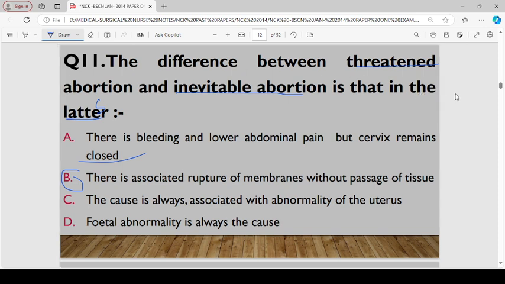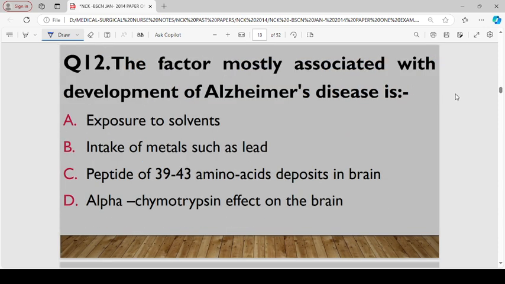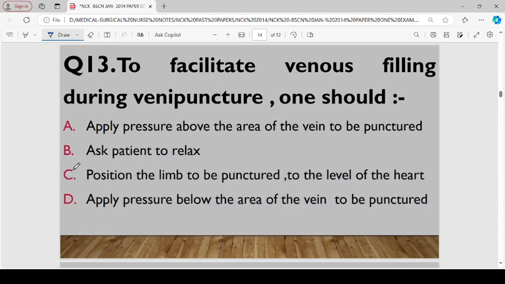Going on to the next question: the factor mostly associated with development of Alzheimer's disease. Alzheimer's disease is associated with amyloid plaques, right? The amyloid plaques deposited in the brain, and option C is closer to what we were talking about. A peptide of 39 to 49 amino acids deposited in the brain will lead to Alzheimer's disease.